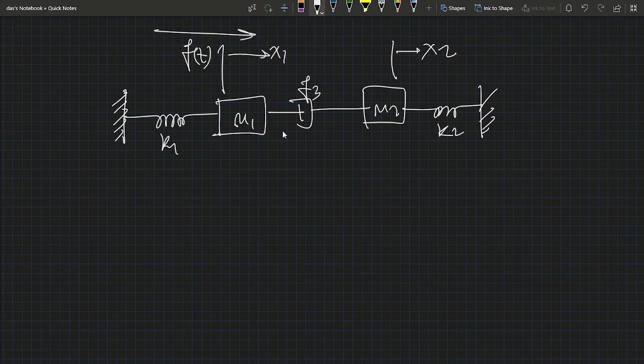This is f3, and one thing should be remembered: for the mass m1 there are the constants f1 and f2.